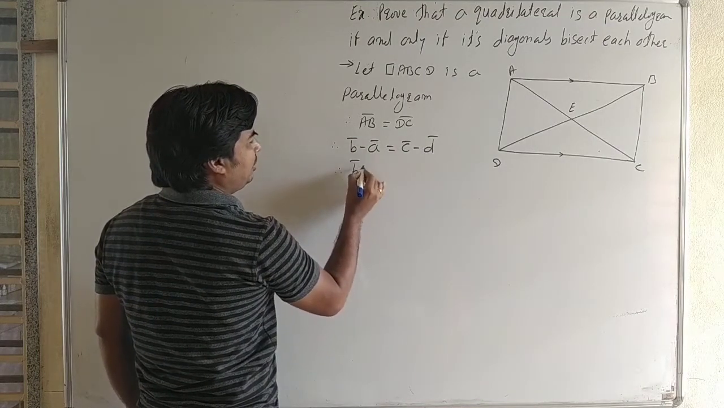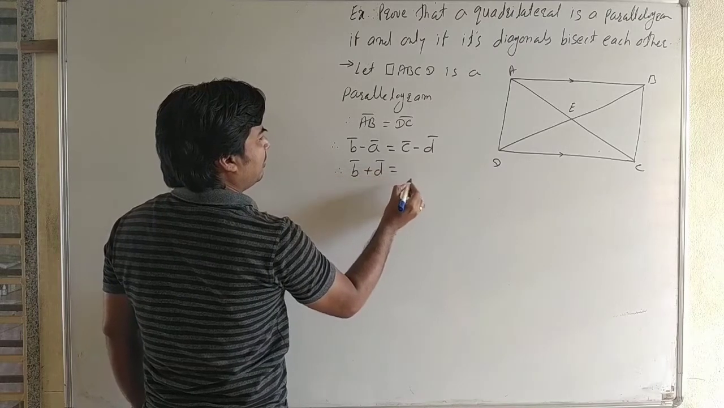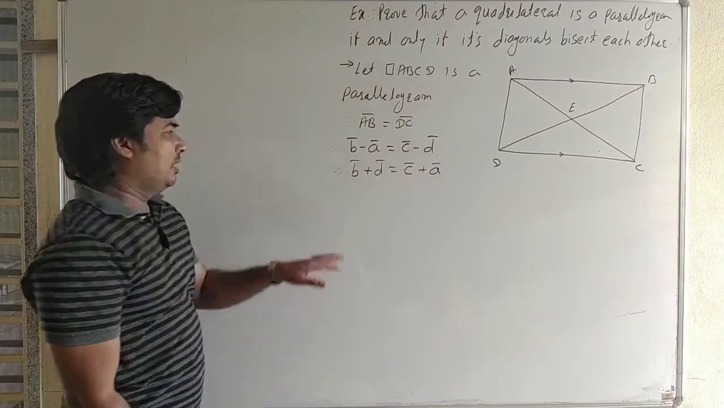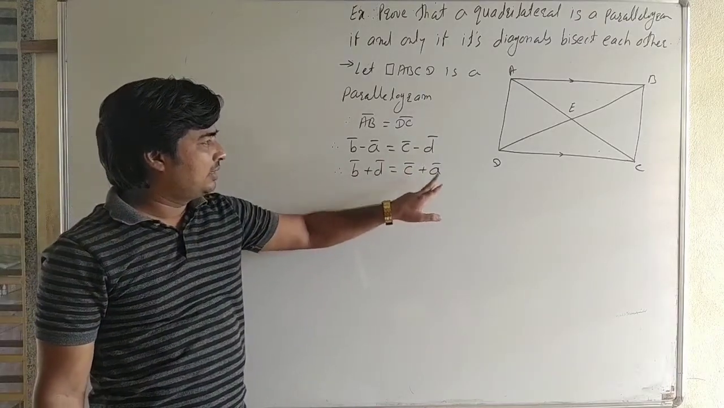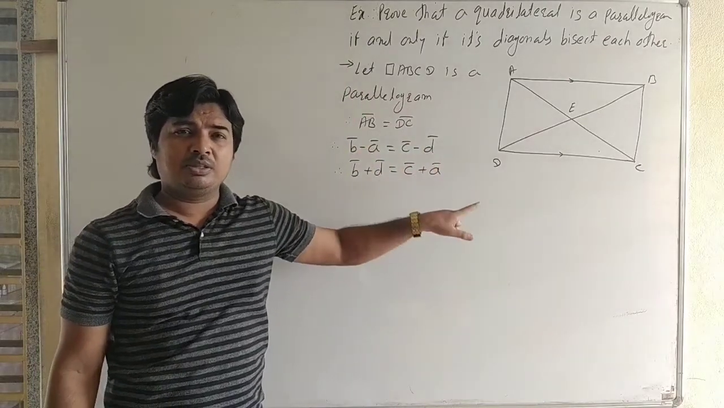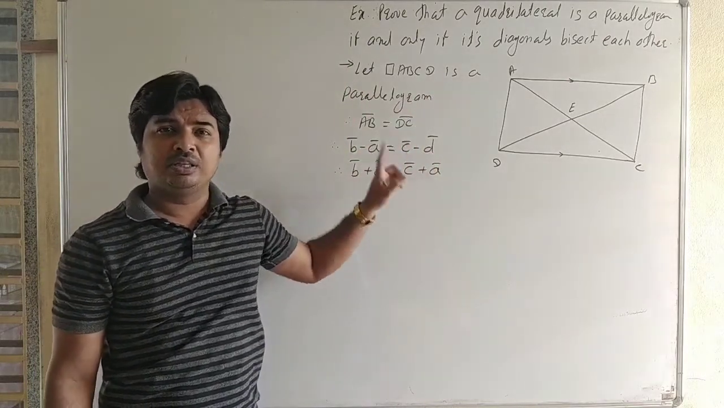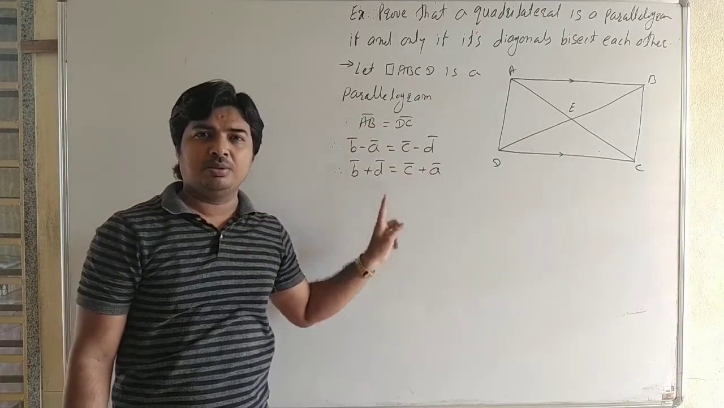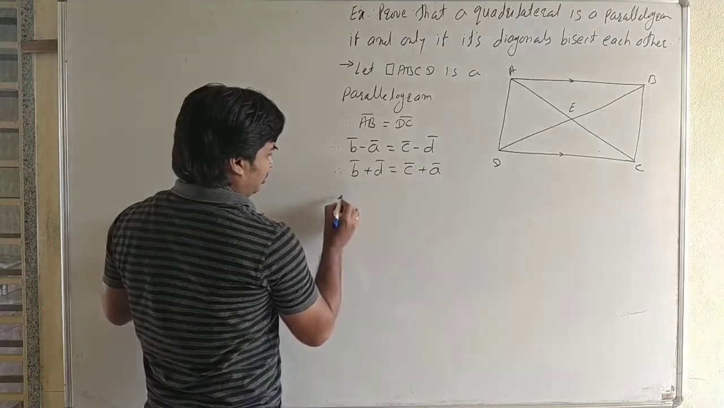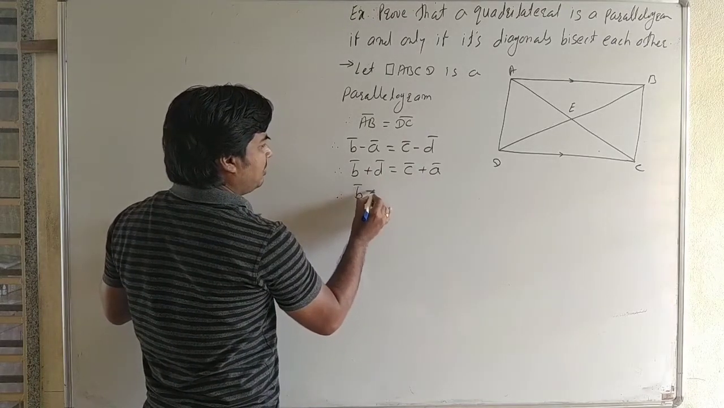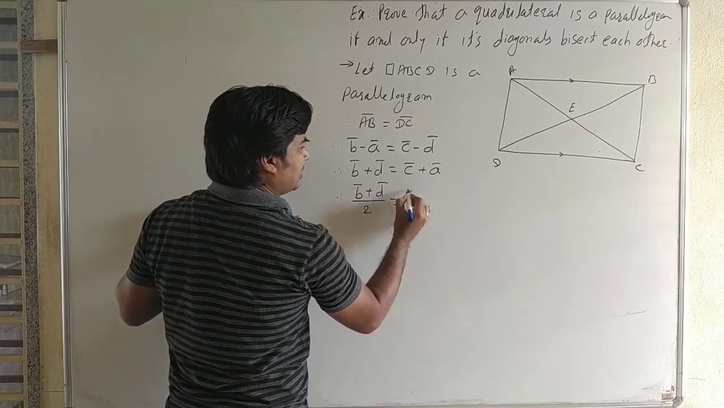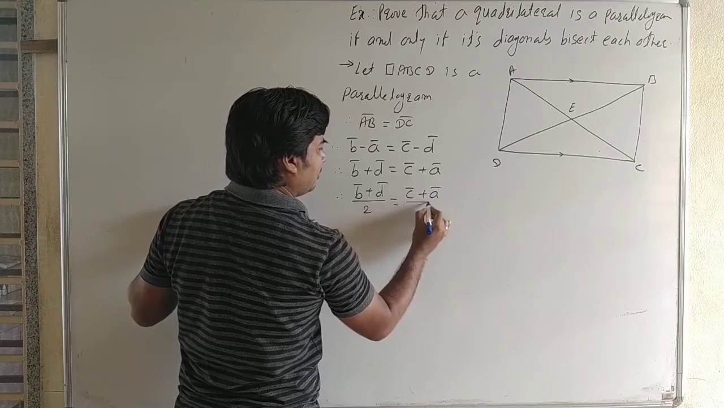Therefore we can write B bar plus D bar is equal to C bar plus A bar, or A bar plus C bar. We have to show the midpoint of AC, that is A bar plus C bar upon 2, and the midpoint of BD, that is B bar plus D bar upon 2. Here divide throughout by 2 on both sides. Here B bar plus D bar upon 2 is equal to C bar plus A bar upon 2.